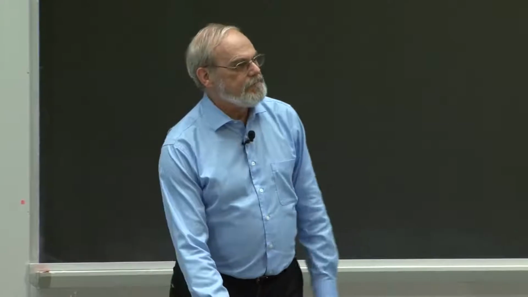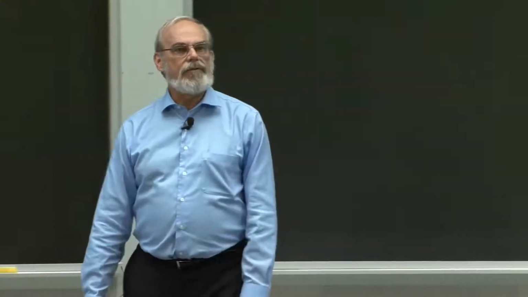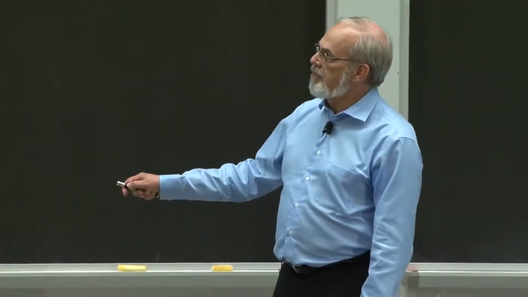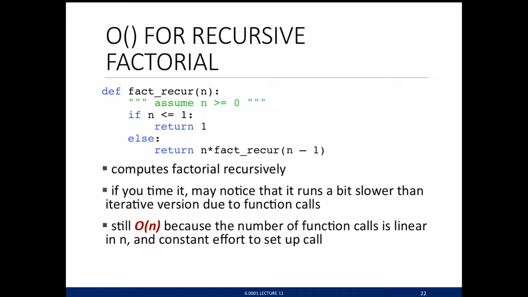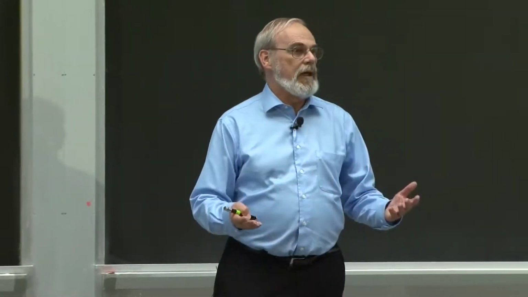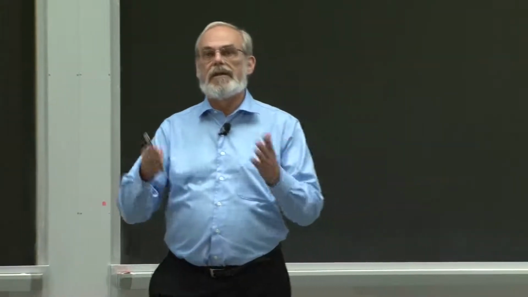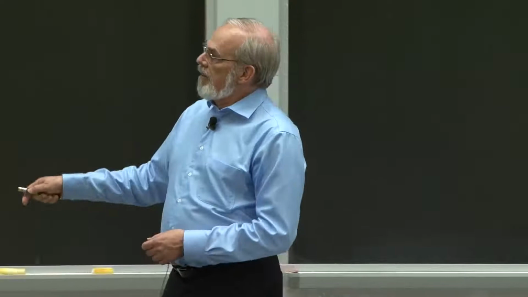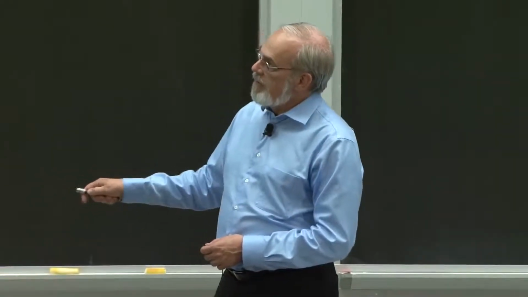What about recursive? I could write fact recursively. I actually prefer it this way, right? If n is less than or equal to 1, return 1. Otherwise, multiply n by whatever I get by calling this on n minus 1. The cost inside is just constant. I'm doing 1 subtraction, 1 multiplication. How many times do I go through it? Again, n times, because I have to go from n to n minus 1 to n minus 2. So again, this is linear.